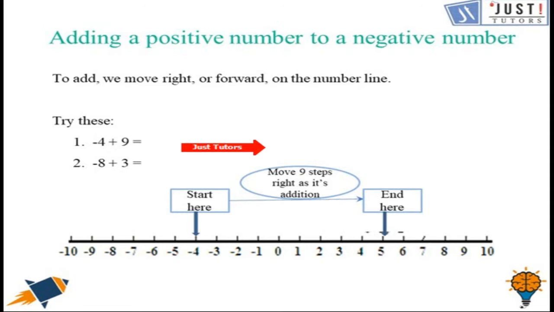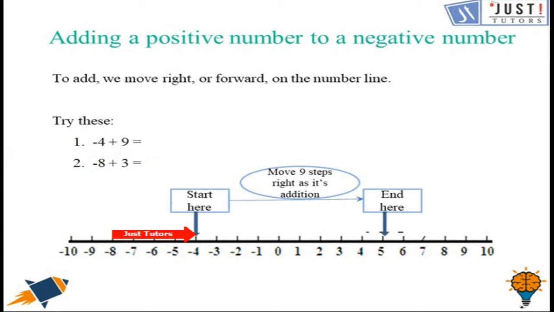Now let's move forward to the next slide and have a quick discussion about adding a positive number to a negative number. We can say that to add, we move towards the right or forward on the number line. So let's try to understand the same concept with the help of a question. We'll try the first question here. It says negative 4 add 9.